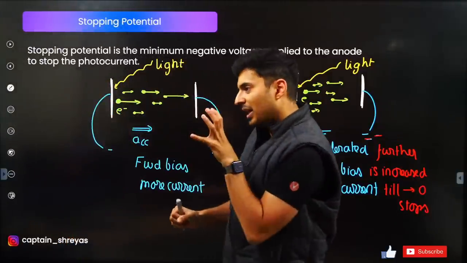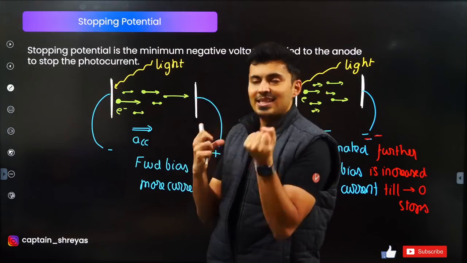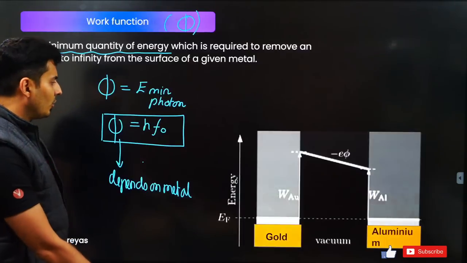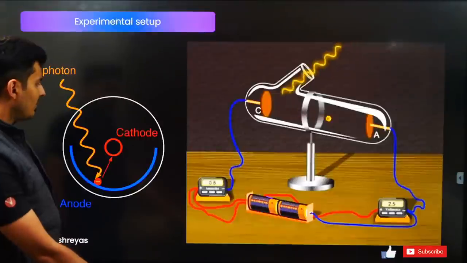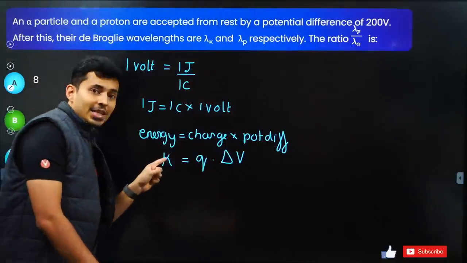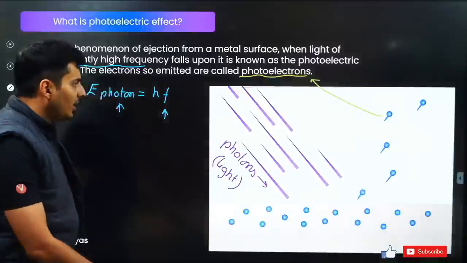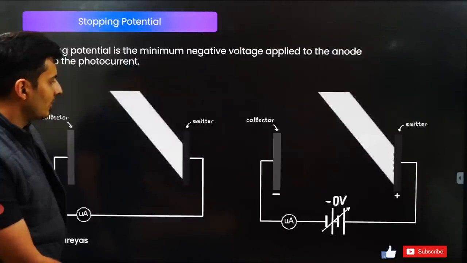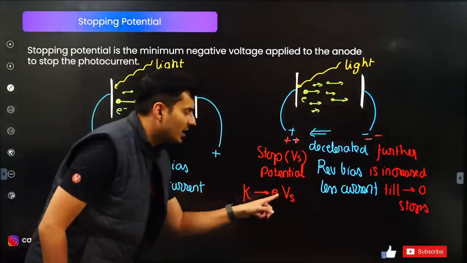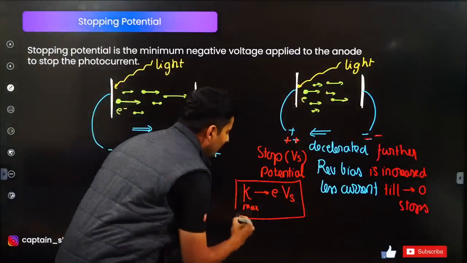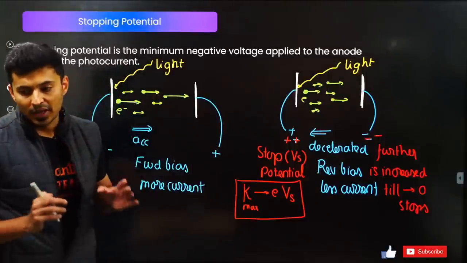So it's like you're stopping it. Charge into voltage is energy. Remember, I just told you this. Forgot? I just told you over here, somewhere back. Charge into voltage is energy. Exactly the same formula is used over here. So charge into voltage is the kinetic energy. This is the formula for the stopping potential.